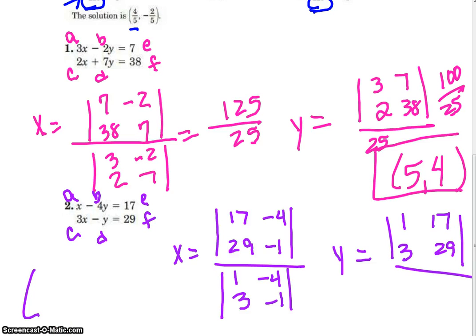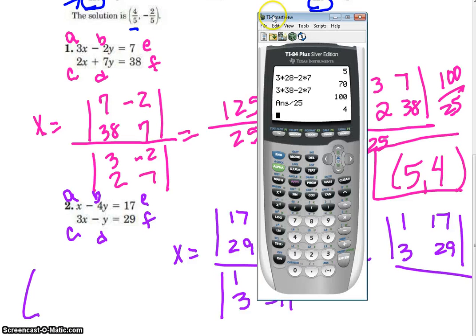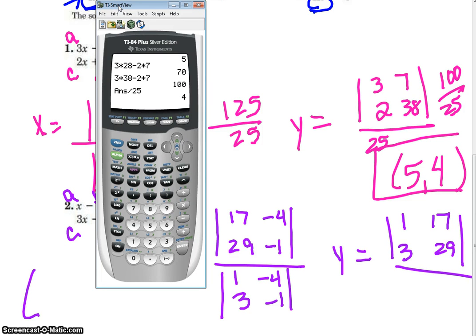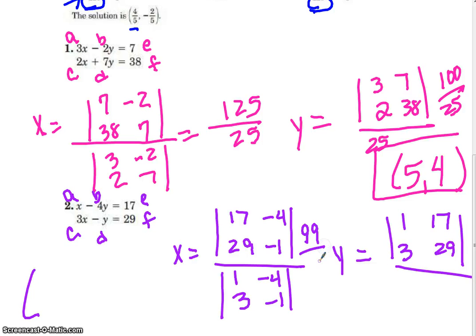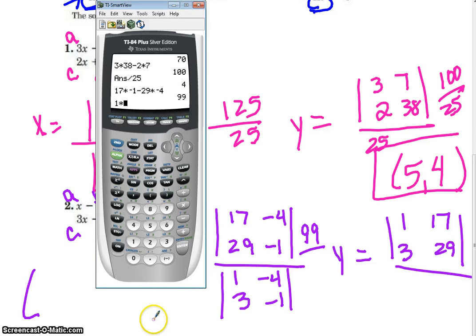I'm going to put my answer over here. So looking at my calculator, on the top there, we're going to say 17 times negative 1 minus 29 times, not divided by, times negative 4. So we have a 99 on top, okay? So this becomes 99 over, on the bottom, 1 times negative 1 minus 3 times negative 4 is 11.